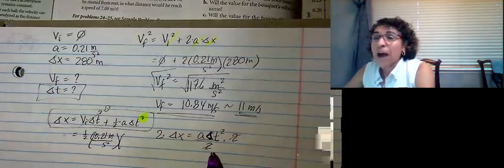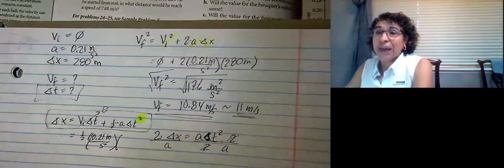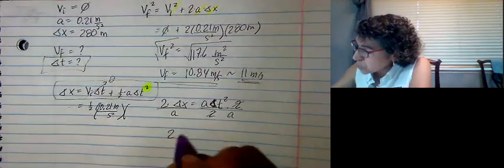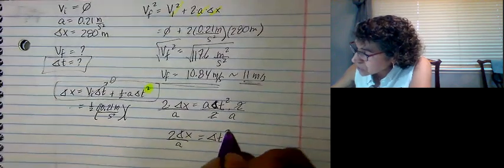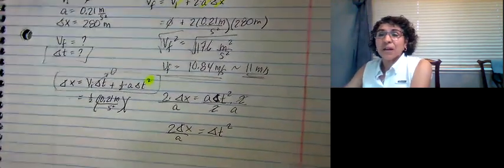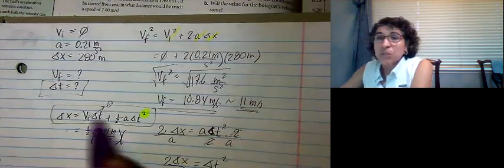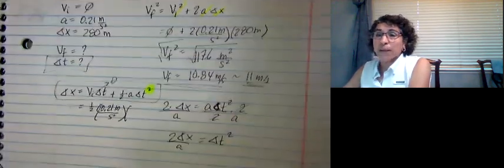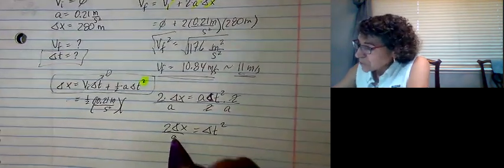What happens if I divide both sides by a? Now I get 2 delta x over a is equal to delta t squared. So basically, these equations will give you whatever you want. You just manipulate it to the variable that you want, if you know what the magnitude is of the other variables. All right, so let's plug it in.